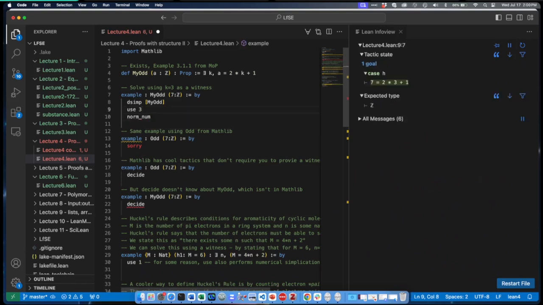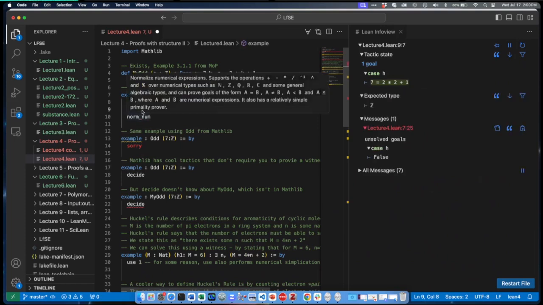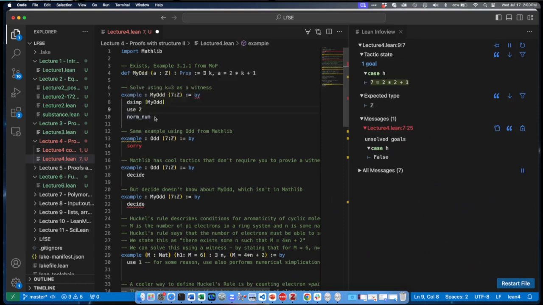So you might think, well, what if I use 2? What if I use 2? Well, now this step worked just fine. I have 7 is equal to 2 times 2 plus 1. And now I try to do norm num on this, and I get false.